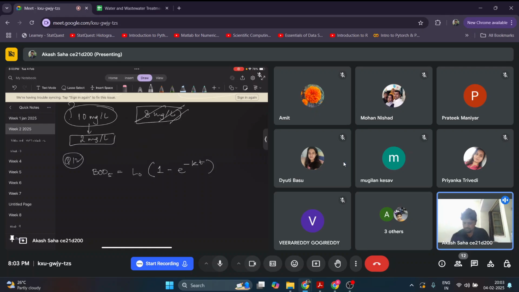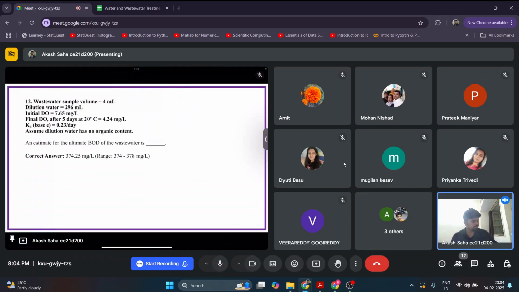In the previous problem, we found the BOD 5 to be 255.75. We don't know L naught. 1 minus e to the power minus k is given as 0.23, and since it is BOD 5, into 5. So L naught will be equal to 374.25 milligram per liter. Very simple, direct formula. Is it clear? Directly we can find it out.